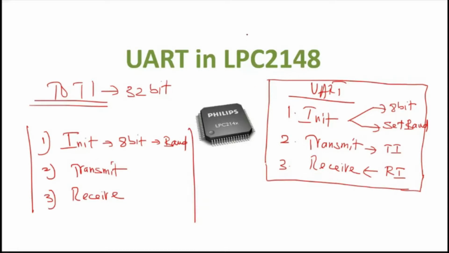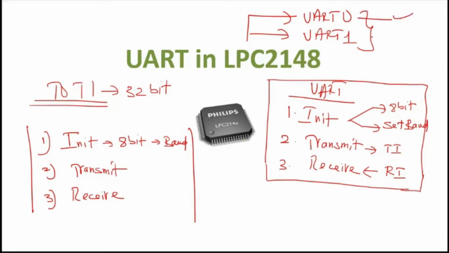Interestingly, in LPC2148, you have two UARTs, UART 0 and UART 1. Both of them are exactly same. So once you know how to control UART 0, you can very easily do the same thing for UART 1. So we are confining our discussion to UART 0 in this particular class, which is exactly similar to UART 1. So you have two parallel UARTs available in LPC2148. So that is something that you have to understand.